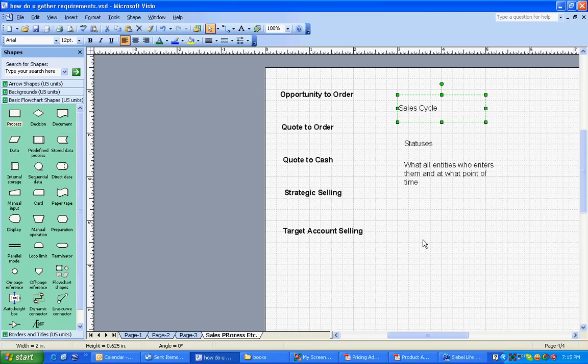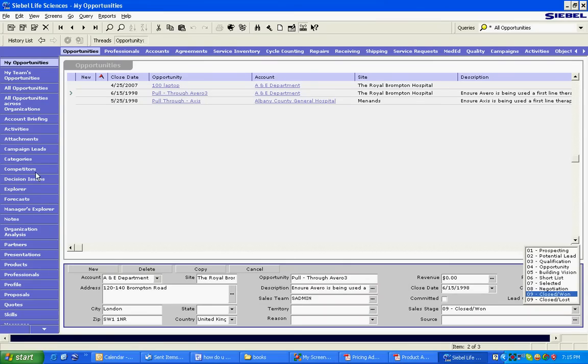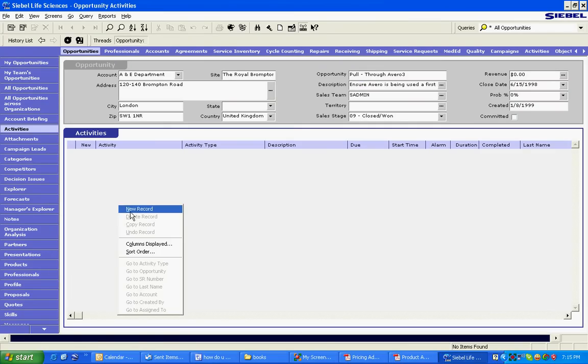What kind of activities are involved? For every opportunity, he can create activities. This is what I'm planning to do tomorrow. This is what I'm planning to do the day after tomorrow. The sales rep can keep creating these activities.